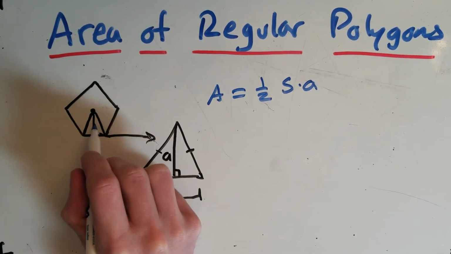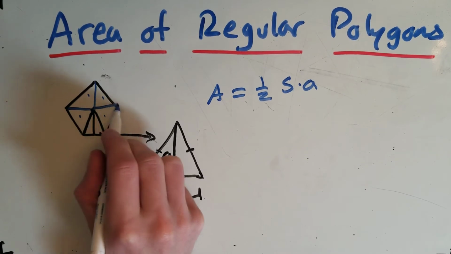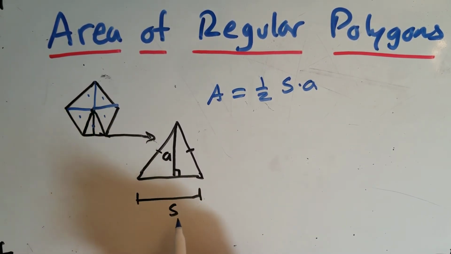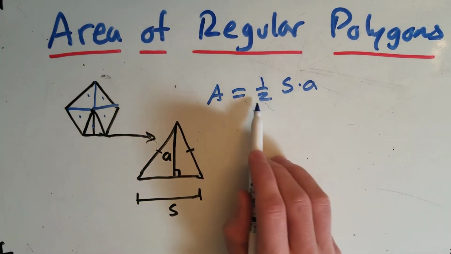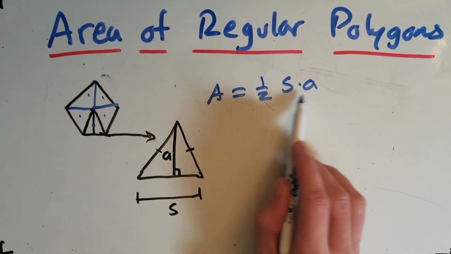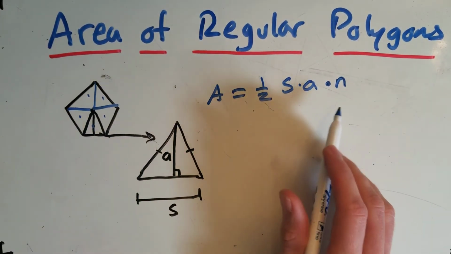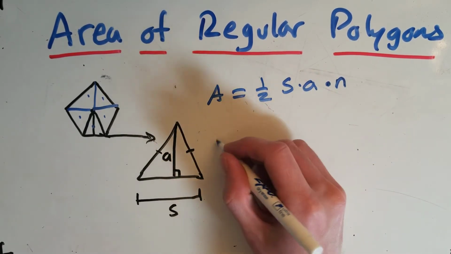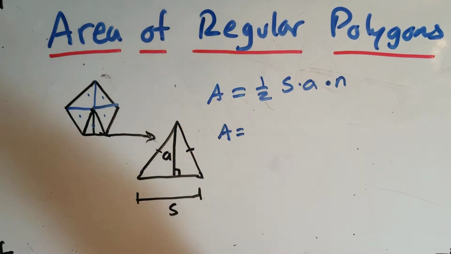If we were to draw them all in, like I said, there would be 5 of them. They would look like this. The number of sides you have is going to be the number of triangles. So if we're trying to find the area of this whole pentagon, it's going to be 1/2 base times height, which is our side times our apothem, times the number of sides that you have. In this case it's 5, but for other polygons it might be more or less than 5. So this will be your formula. You find the area of one triangle, multiply by the number of sides you have.